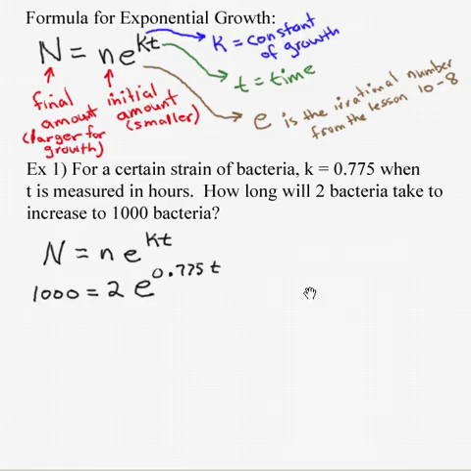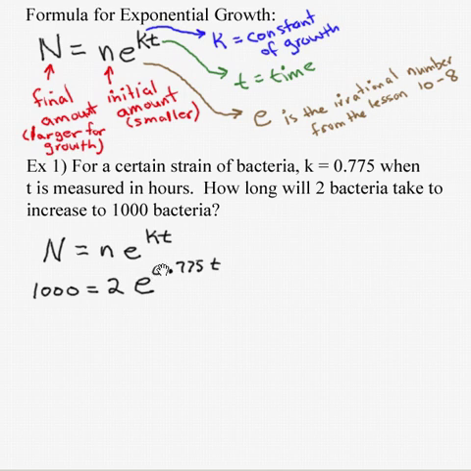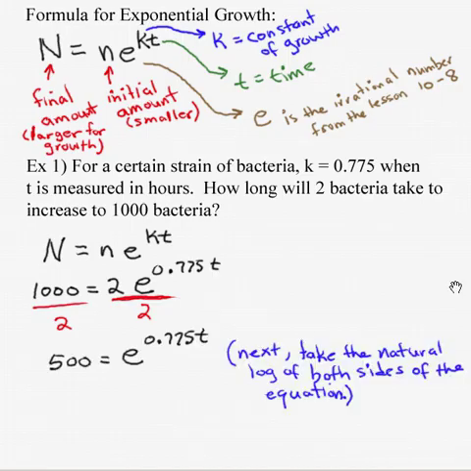To substitute in what we know, the initial amount is 2, starting with 2 bacteria, ending at 1,000 bacteria. We know the constant is 0.775. The only thing we don't know is t. And so we need to solve for t in this equation. Now, to make it easier, I suggest let's try to isolate e and its exponent. And let's do that by dividing both sides of the equation by 2. When we do that, we have 500 equals e to the 0.775t power.